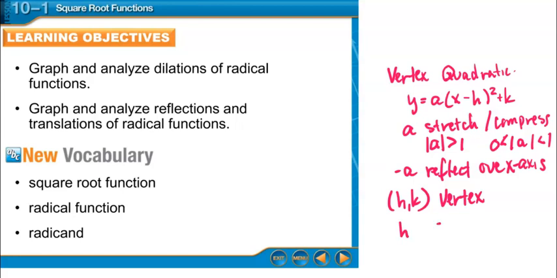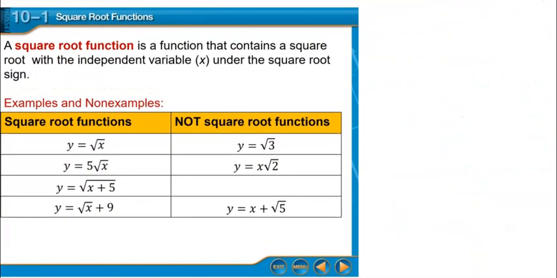So the h controls the left, right. If you see x minus h in the equation, then it goes to the right. If there's a negative h, meaning you see x plus h in the equation, you're going to go to the left. And the k, of course, positive k is up, negative k is down. So we're going to do a similar thing with radical equations. But first you need to know what a square root function is.